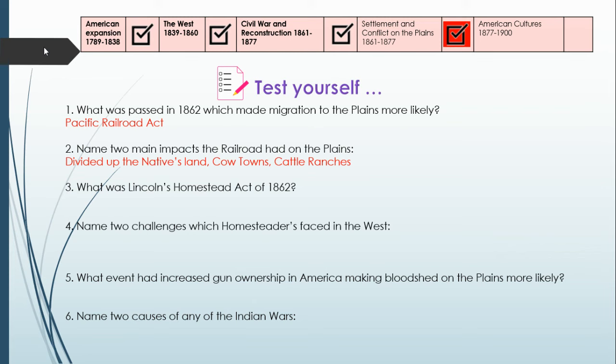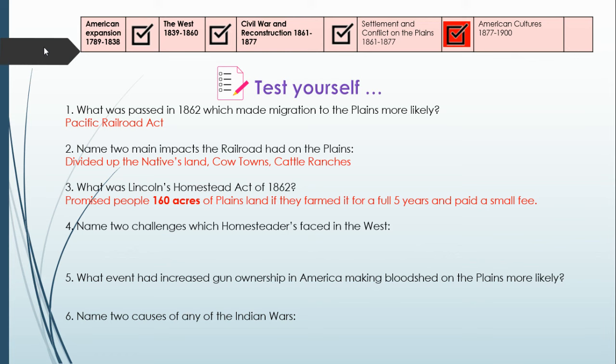Number 3, what was Lincoln's Homestead Act of 1862? This promised people 160 acres of land on the plains if they farmed it for a full 5 years and paid a small fee. So many people would have been excited by this prospect. It was their first chance to own land.